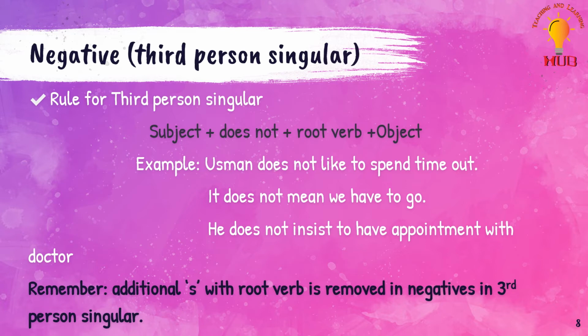Now remember that we will remove additional s with the verb. The affirmative was Usman likes to spend, but when we are changing it into negative, we will remove s with the verb and we will add does not. Usman does not, and then root verb like to spend time out. Move to the next.